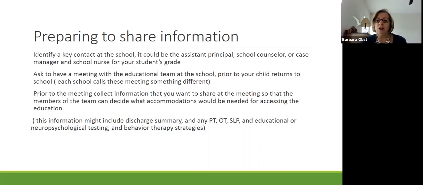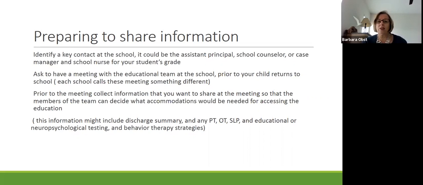So it's usually a good idea to have a good contact at the school. And for the IEP team, it's usually the assistant principal, to get what we call the team together. But if you can communicate with one person, whether it be the assistant principal, the school counselor, the case manager, or the school nurse at your school, that really helps. You can ask to have a meeting with the educational team at the school prior to your child's return to school.